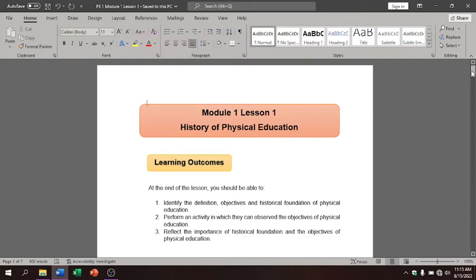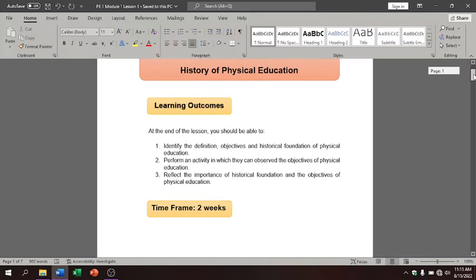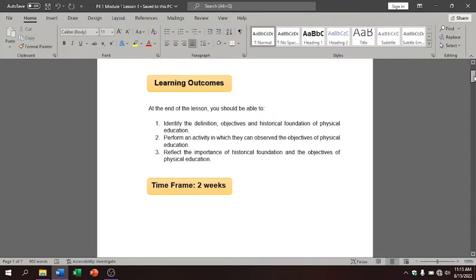So first, here in Module 1, Lesson 1, we have the learning outcomes. We have three. You should identify the definition, objectives, and historical foundation of physical education. Second, perform an activity in which you can observe the objectives of physical education. And the last is to reflect on the importance of the historical foundation and the objectives of physical education.